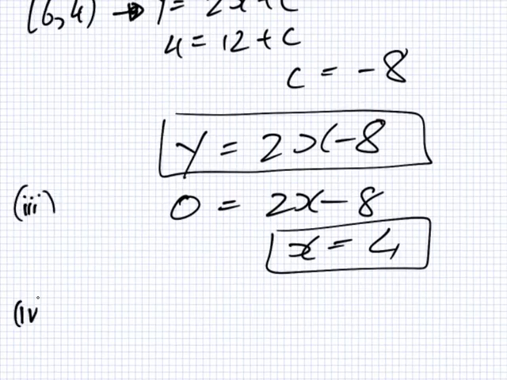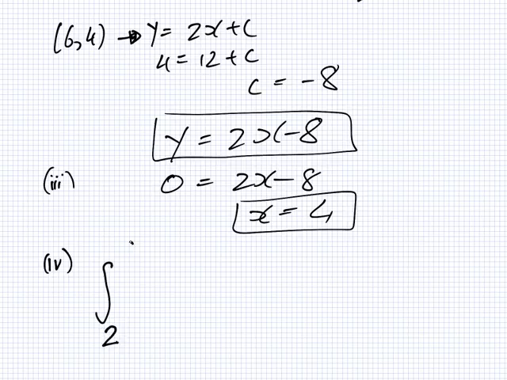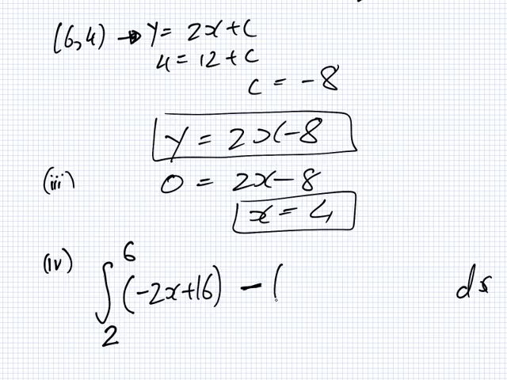And finally, the juicy part. What's the area here? Not as bad as it looks. In fact, very nice for 8 marks. The area here, I would need to integrate between what? 2 and 6. And what do I integrate? The line, which is minus 2x plus 16, minus the quadratic, x squared minus 10x plus 28.